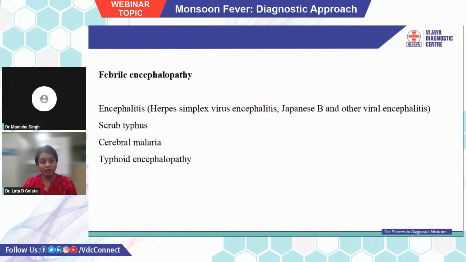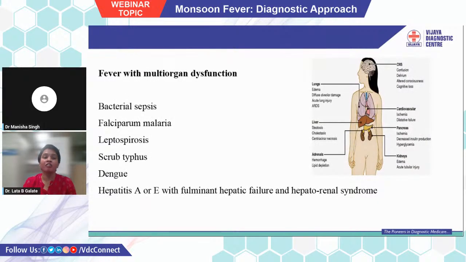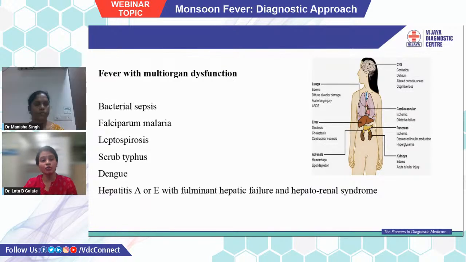Febrile encephalopathy. The differential diagnoses are scrub typhus, cerebral malaria, typhoid encephalopathy, and encephalitis caused by different viruses, specifically HSV, Japanese B, and other viral encephalitis like encephalitis caused by the enterovirus group of organisms. Fever with multi-organ dysfunction. This is the group wherein the complications of all the prevalent monsoon fevers will be there. The differential diagnoses will be falciparum malaria, leptospirosis, scrub typhus, dengue, and fulminant hepatitis.